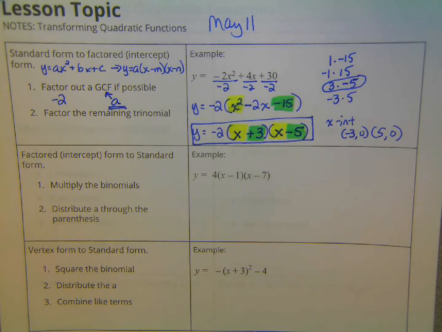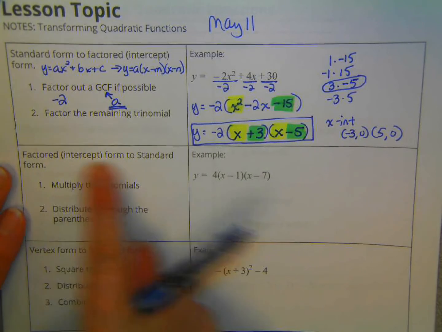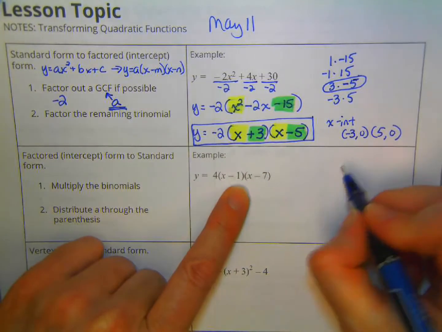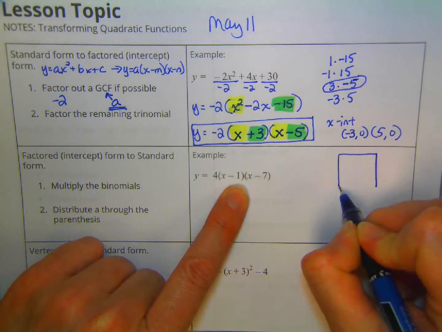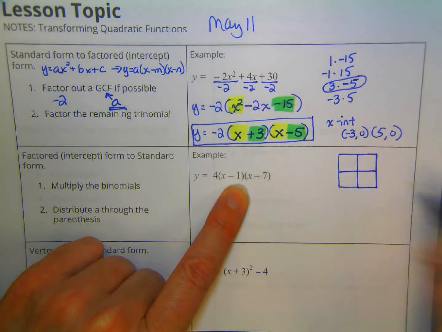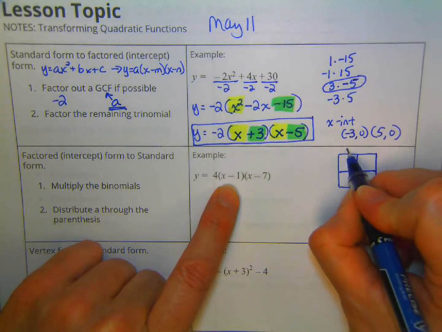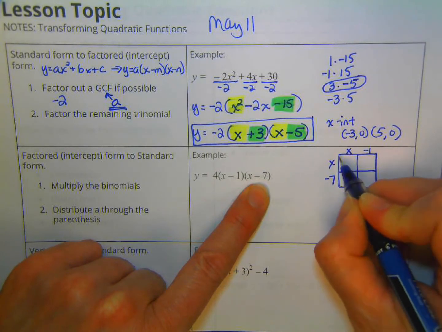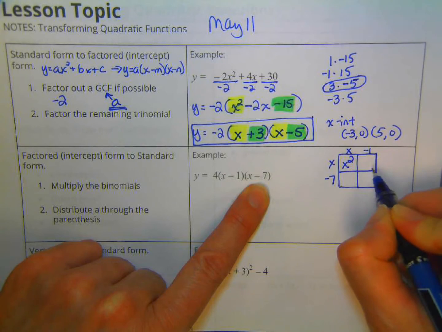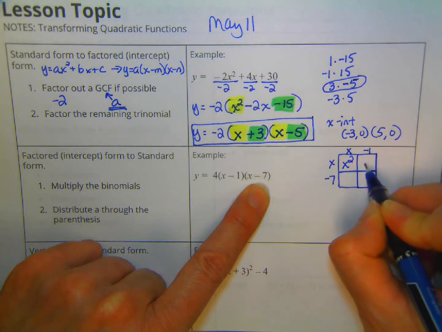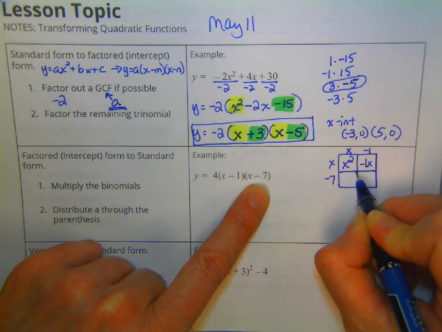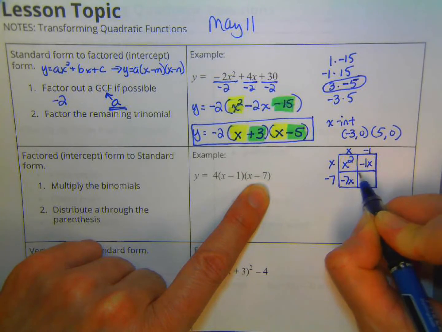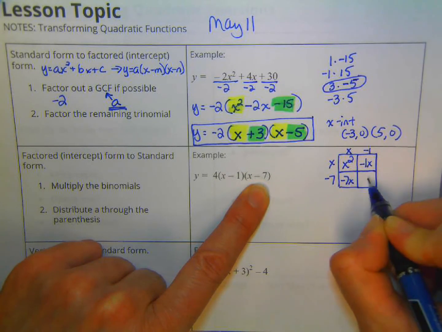Next, we want to change from factored form to standard form. So we want to go in the other direction this time. What we want to do here is multiply the binomials. So we've got x minus 1 and x minus 7. What's x times x? That gives us x squared. What's -1 times x? That gives us -1x. What's x times -7? -7x. And -1 times -7 gives us +7.